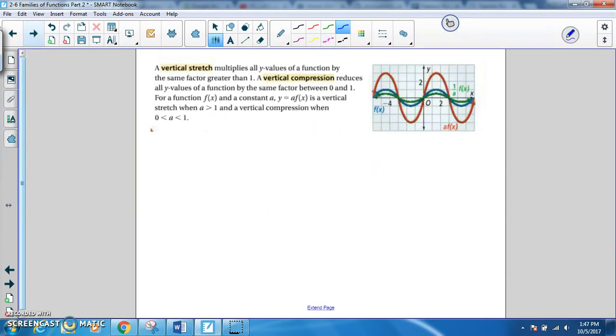Now we have a vertical stretch. And a vertical stretch multiplies all of our y values of a function by the same factor that is greater than 1. A vertical compression or shrink reduces all y values of a function by the same factor between 0 and 1. So we're not talking about negatives, because negatives we saw before is reflecting. So we just have to see if it's a fraction or a decimal, we're going to get smaller. If it's bigger than 1, we are going to get bigger. And this is for when we see A.